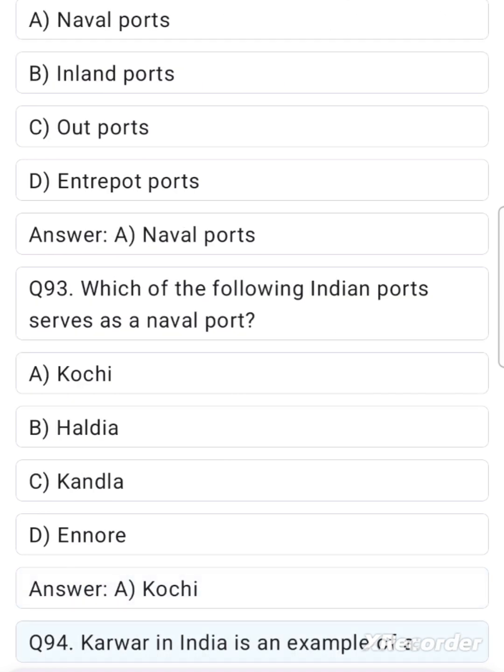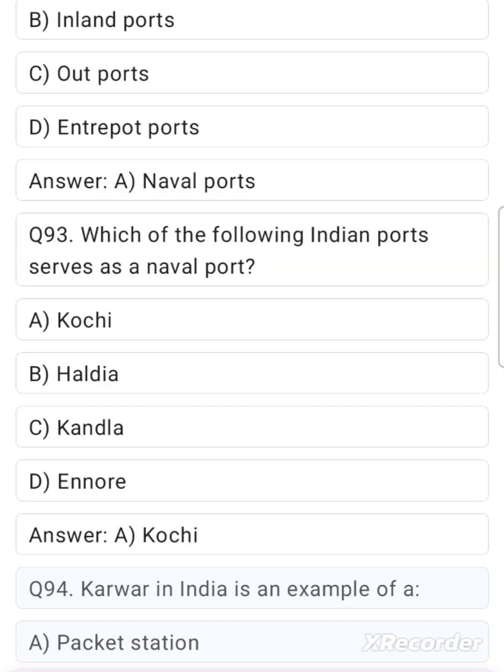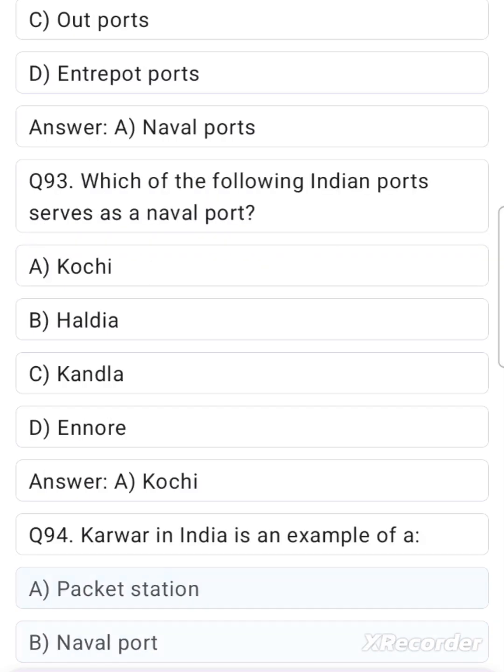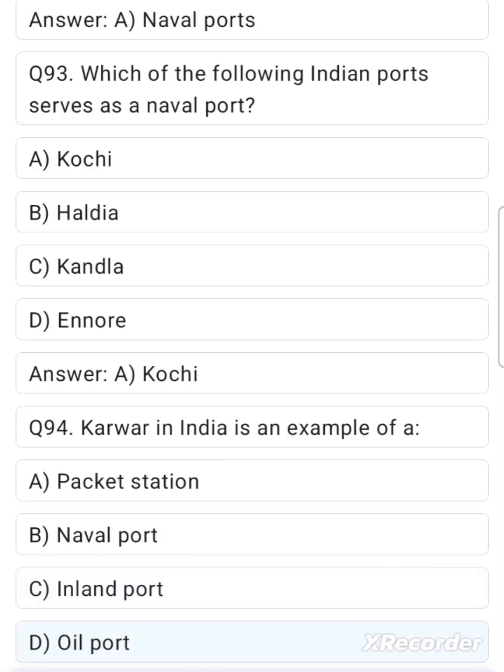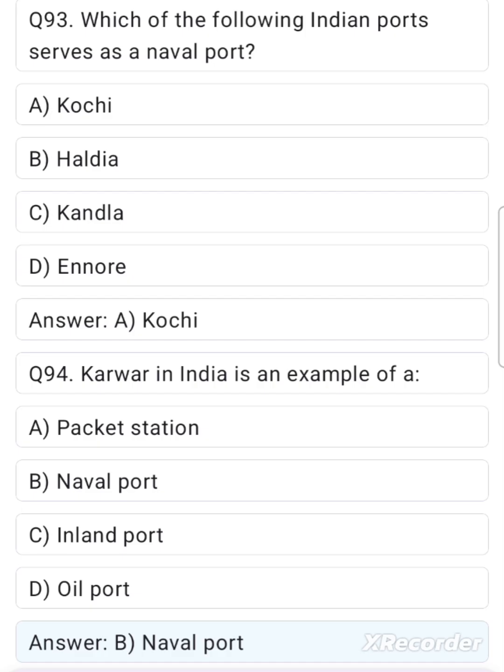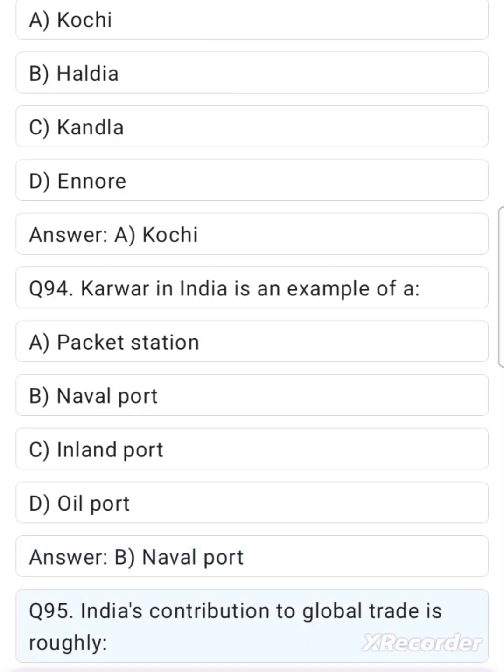Kochi. Q94. Karwar in India is an example of A. Packet station. B. Naval port. C. Inland port. D. Oil port. Answer B. Naval port.